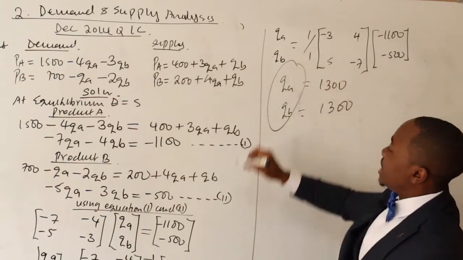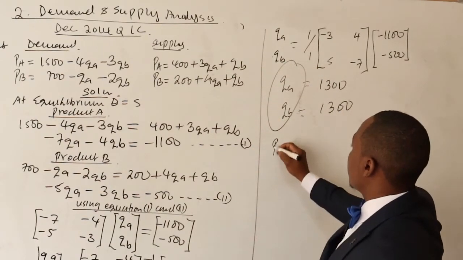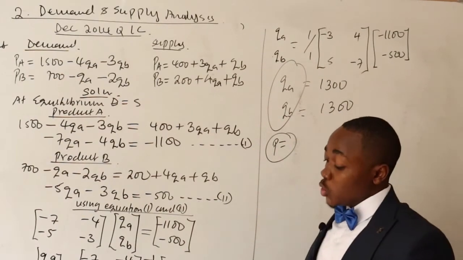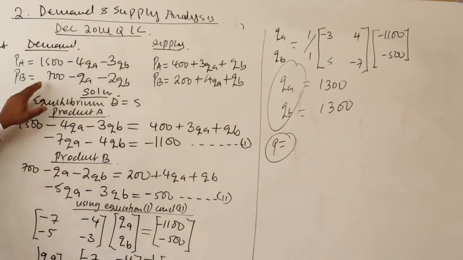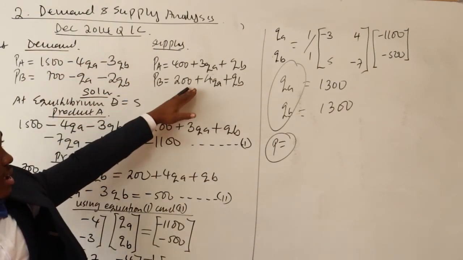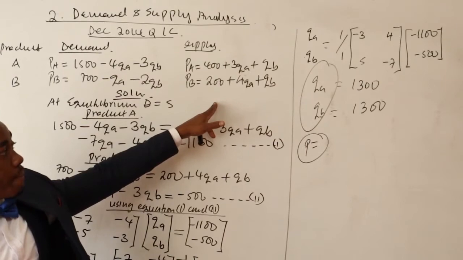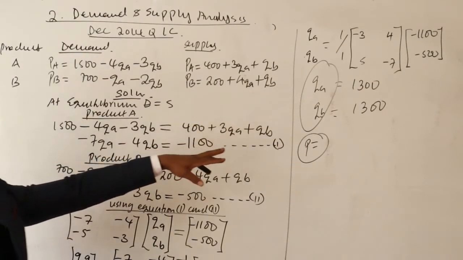Now, after you get the quantity, lastly you can get the price. And how do we get the price? To get the price, you just substitute in the equation, either for the demand or for the supply. So I have ignored this.